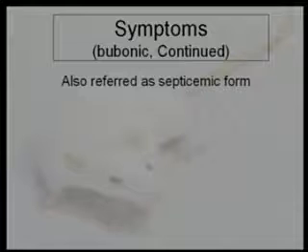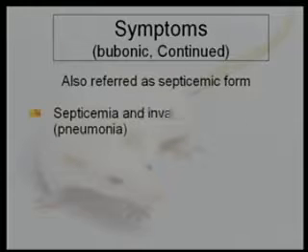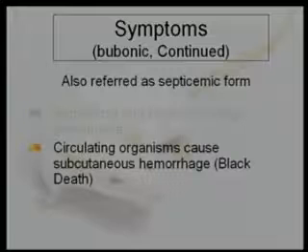Symptoms, we know when it spreads from the lymph nodes, local infection, to the lungs. They will obviously be in the septicemic stage, the blood stage, and it is referred to as the septicemic form. And septicemia, an invasion of the lung, pneumonia, we already covered that. Circulating organisms can cause subcutaneous hemorrhage and Black Death. This is also referred to as Black Death, yes.